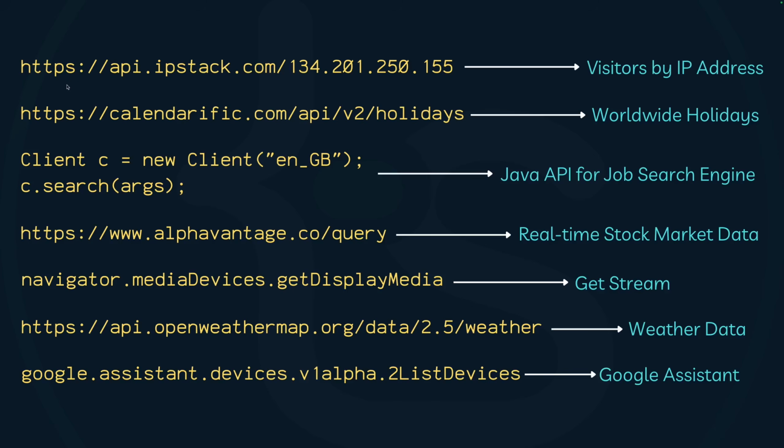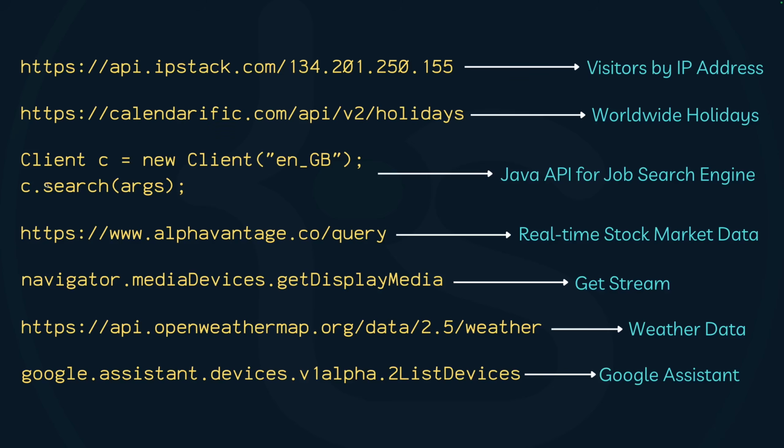The first one says https://api.ipstack.com/some value. This is an API that provides you the details of the visitors on your website by their IP address. So this is an API that is available for you to consume. But notice this API has the construct of a URL. It has a protocol called HTTPS, then the particular URL address, followed by more subpaths of that URL. Like this one, there is another one which can fetch information about worldwide holidays.